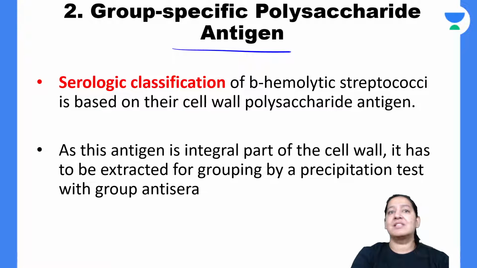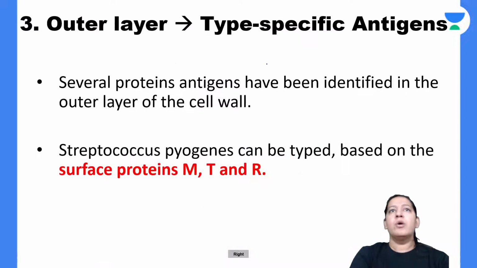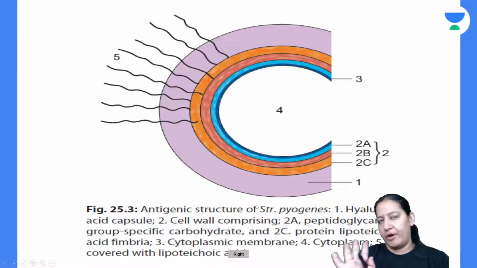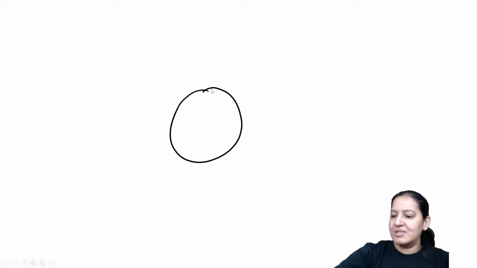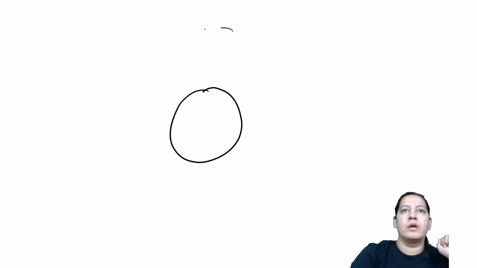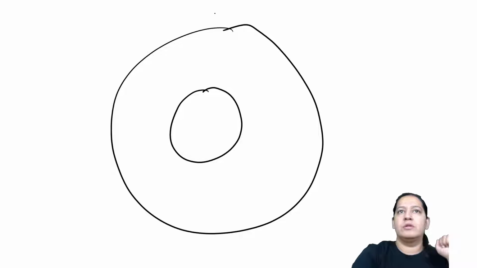Group C antigen, on the basis of which the Lancefield classification is done. After that, you have proteins in the cell wall: M, T, R proteins. Okay, I will draw it for you. So innermost is the cell membrane. Right. Outermost is the capsule. This outermost one is the capsule.